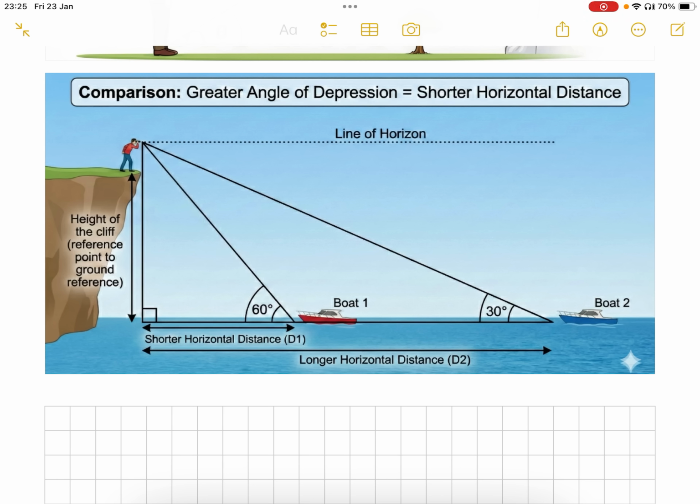See, this airplane makes an angle of depression of 60 degrees with one ship, so that ship is closer, and the ship with which the airplane makes a 30 degrees angle of depression is farther away compared to ship one. These two details are needed just to plot the diagram and solve the question correctly. So if you understand these two concepts, you are done with it. You can solve any problem.